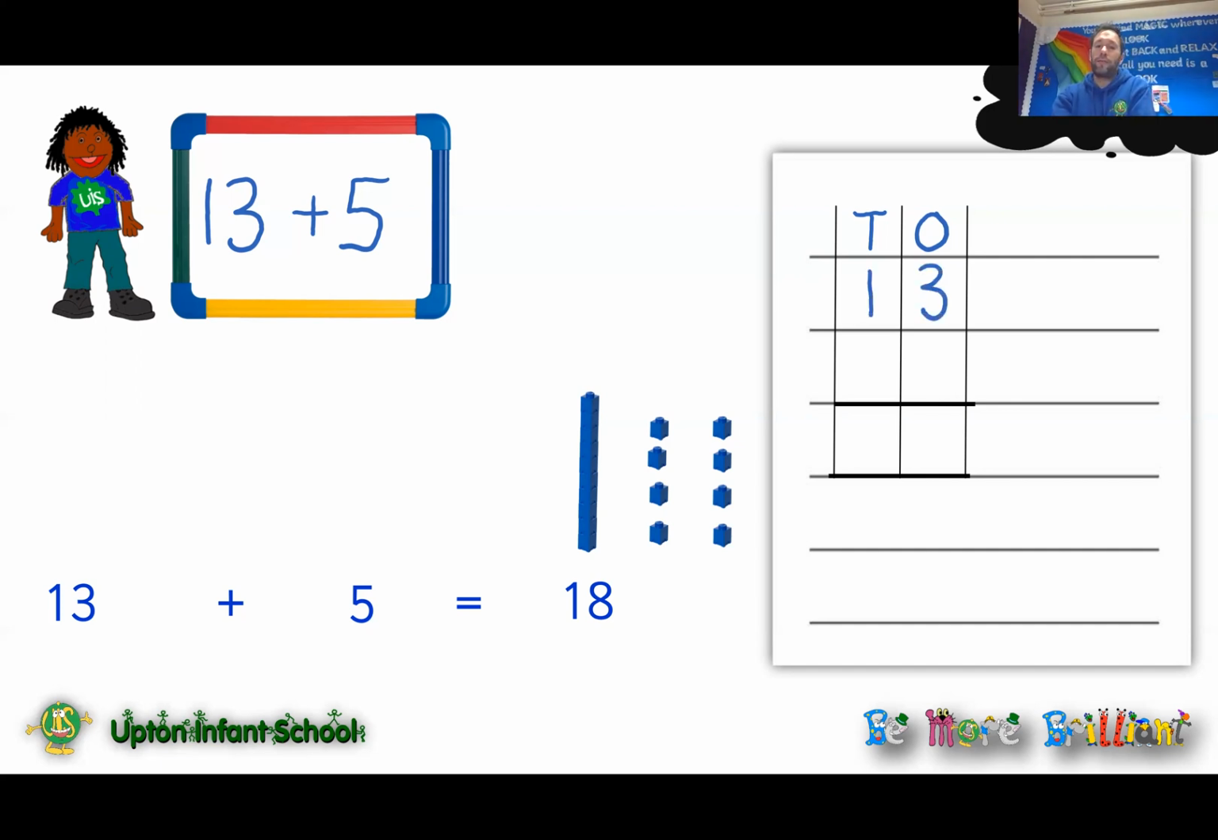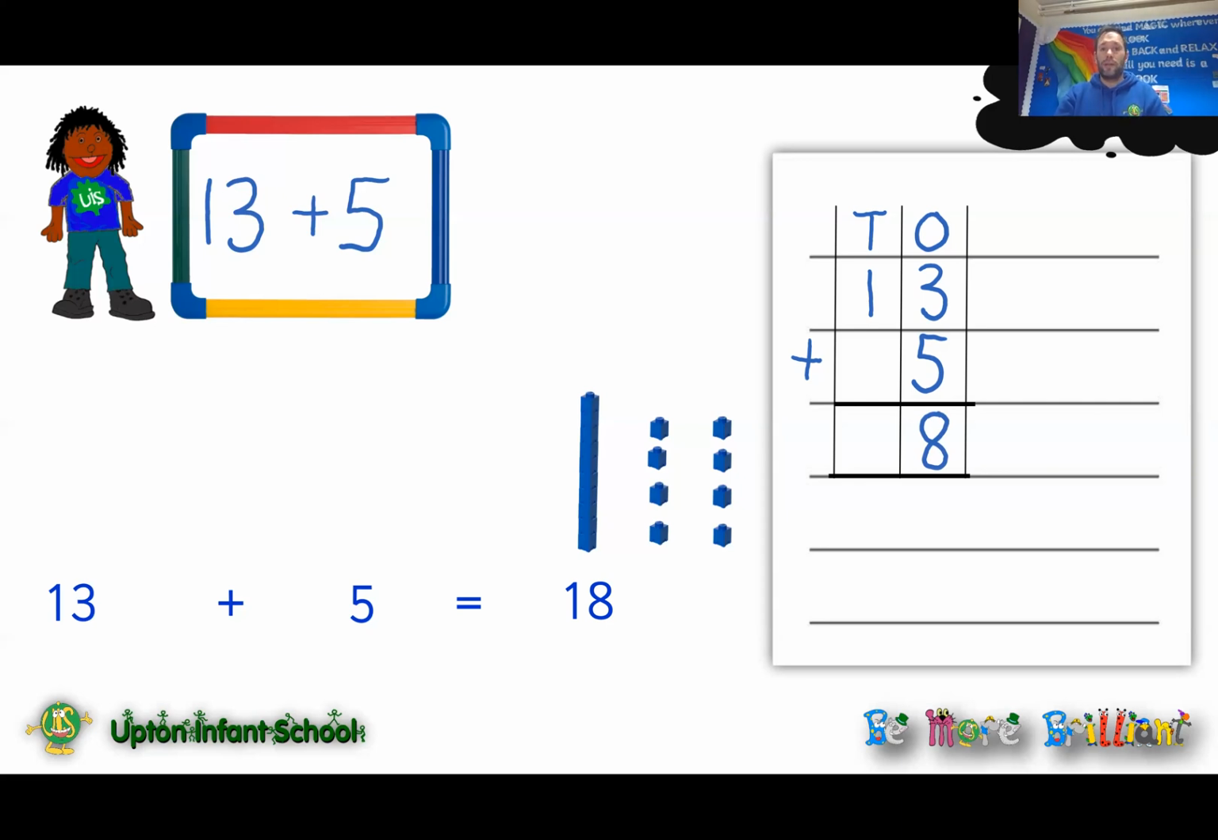And then I'm going to add on the 5. Now the 5 hasn't got any tens, so I'm just going to put it into my ones column, add 5. There we go. Now I'm going to add up by looking down my ones column first of all. So I've got 3 ones and 5 ones, and altogether that makes 8.